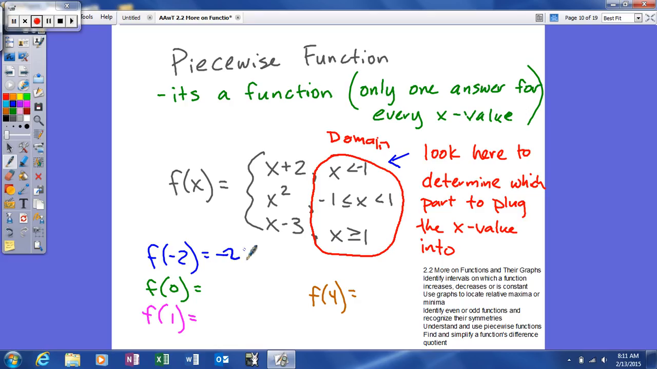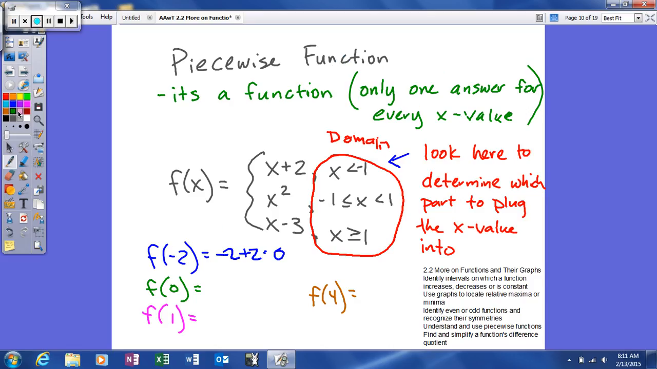Sorry, I'm using a tablet here instead of what I normally do, which is write on my board in my classroom. So what we should figure out is that f of negative 2 is equal to 0. That is the only value that you will get for negative 2. It is a piecewise function, so you only get one answer.